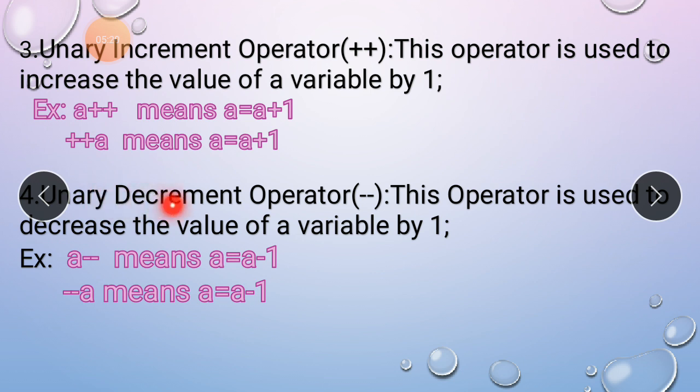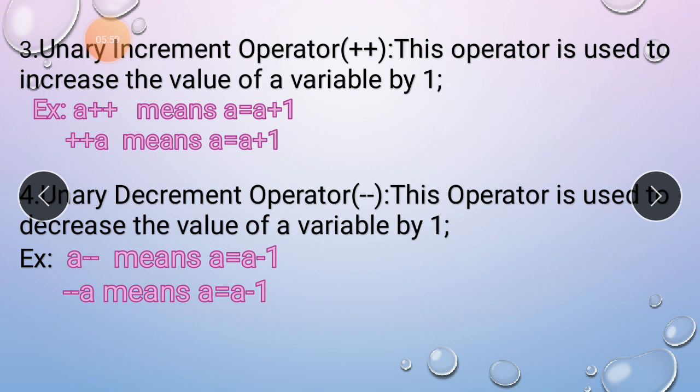And next one is the unary decrement operator. It is indicated by the minus minus symbol. This operator is used to decrease the value of a variable by 1. Unary increment means increase the value of a variable by 1; here we decrease it by 1. A minus minus means A is equal to A minus 1, and we can also write it before the variable. Minus minus A means A is equal to A minus 1.